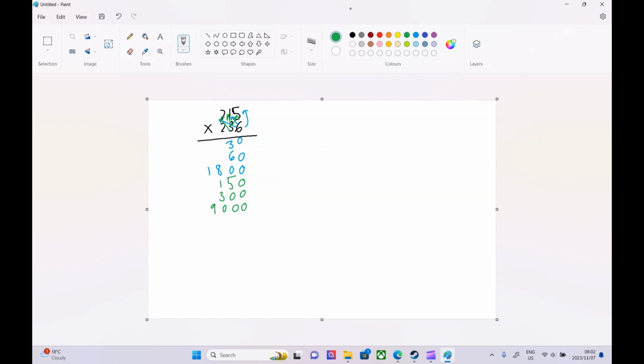Then finally, in the last column, we have to add 2 zeros because we're in the hundreds. 2 times 5 is 10. Then we add 3 zeros. 2 times 1 is 2. And then we have to add 4 zeros, 1, 2, 3, 4. 2 times 3 is 6.